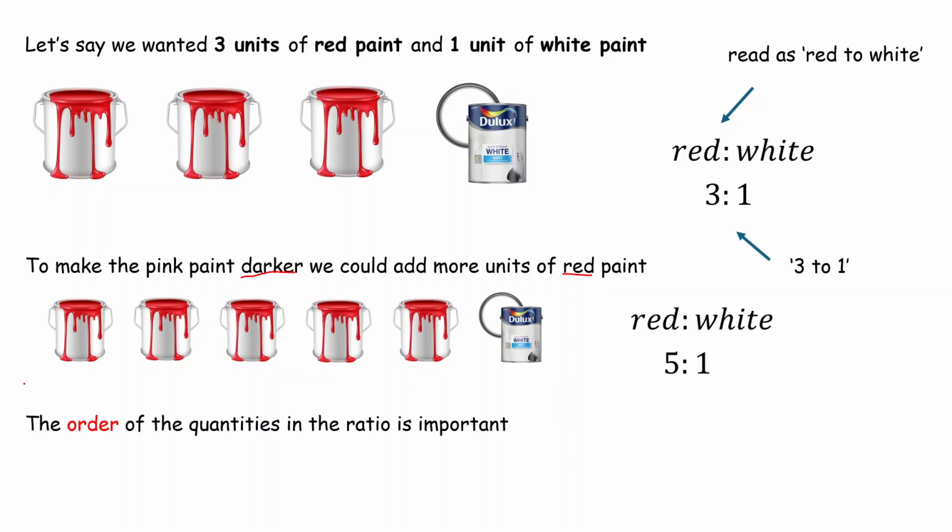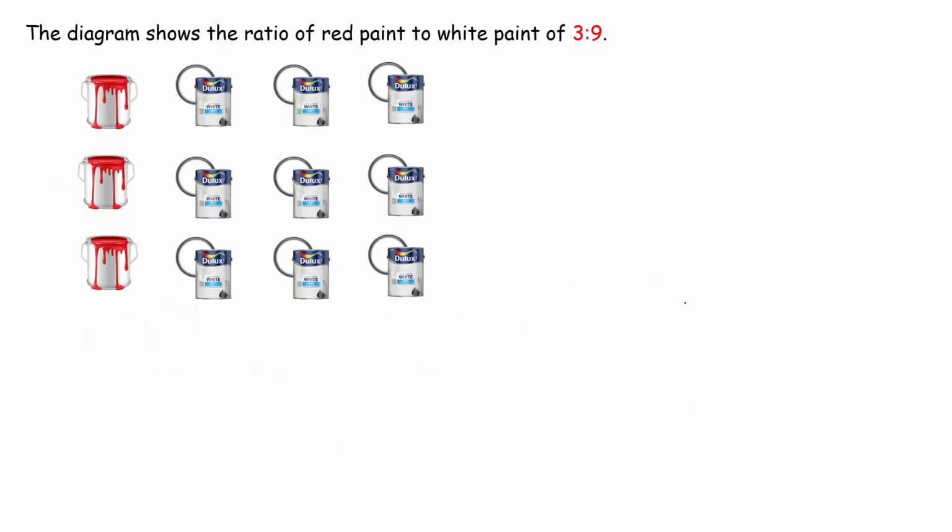So one last thing, the order of the quantities is really, really important, because I've labelled it as red to white. If I switch the order around to 1 to 5, that's now saying I've got 1 red paint to 5 white paint. So however you label it, and here I've gone for red to white, you make sure that the order is how you want it to be. 5 to 1 and 1 to 5 mean different things if you're using this convention. That's a really important thing to note.